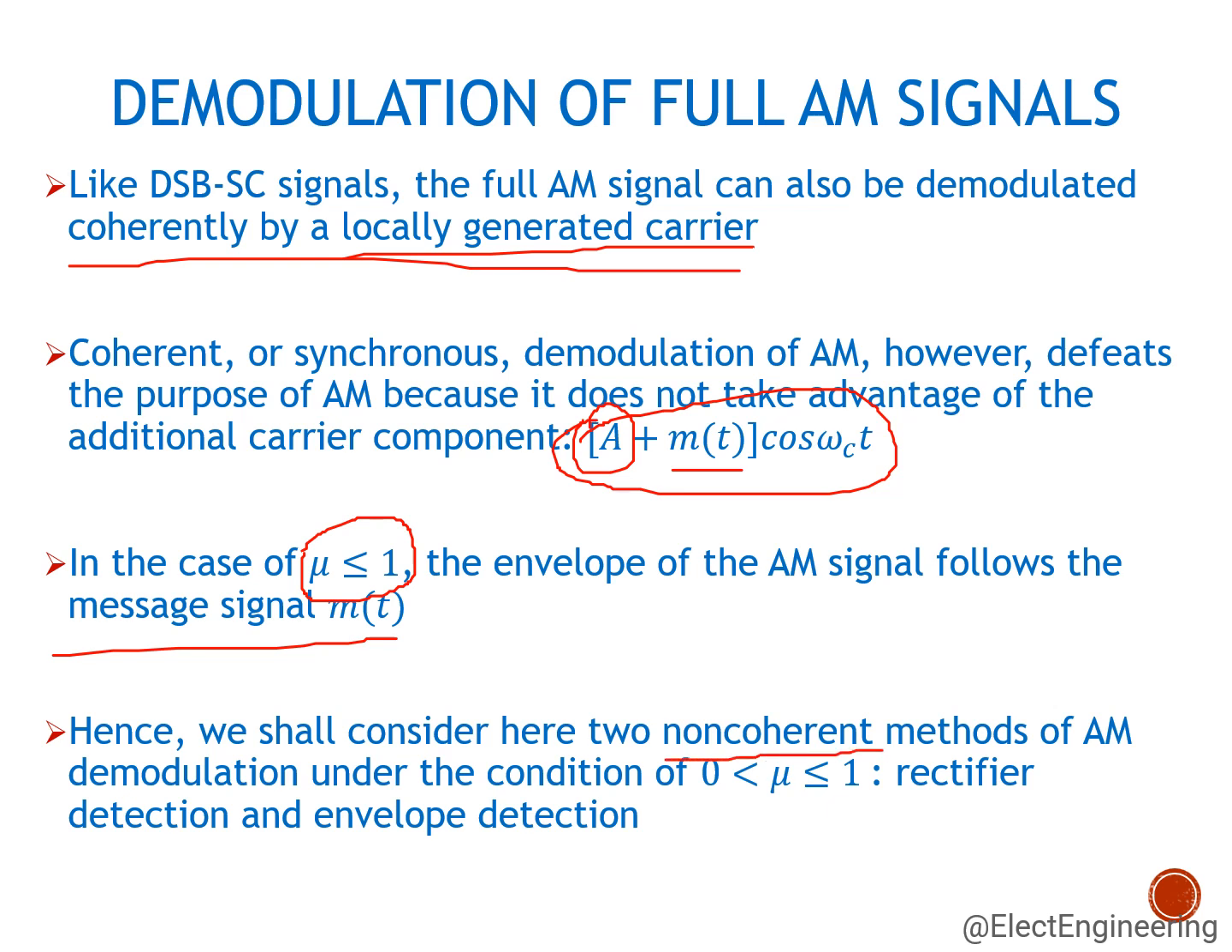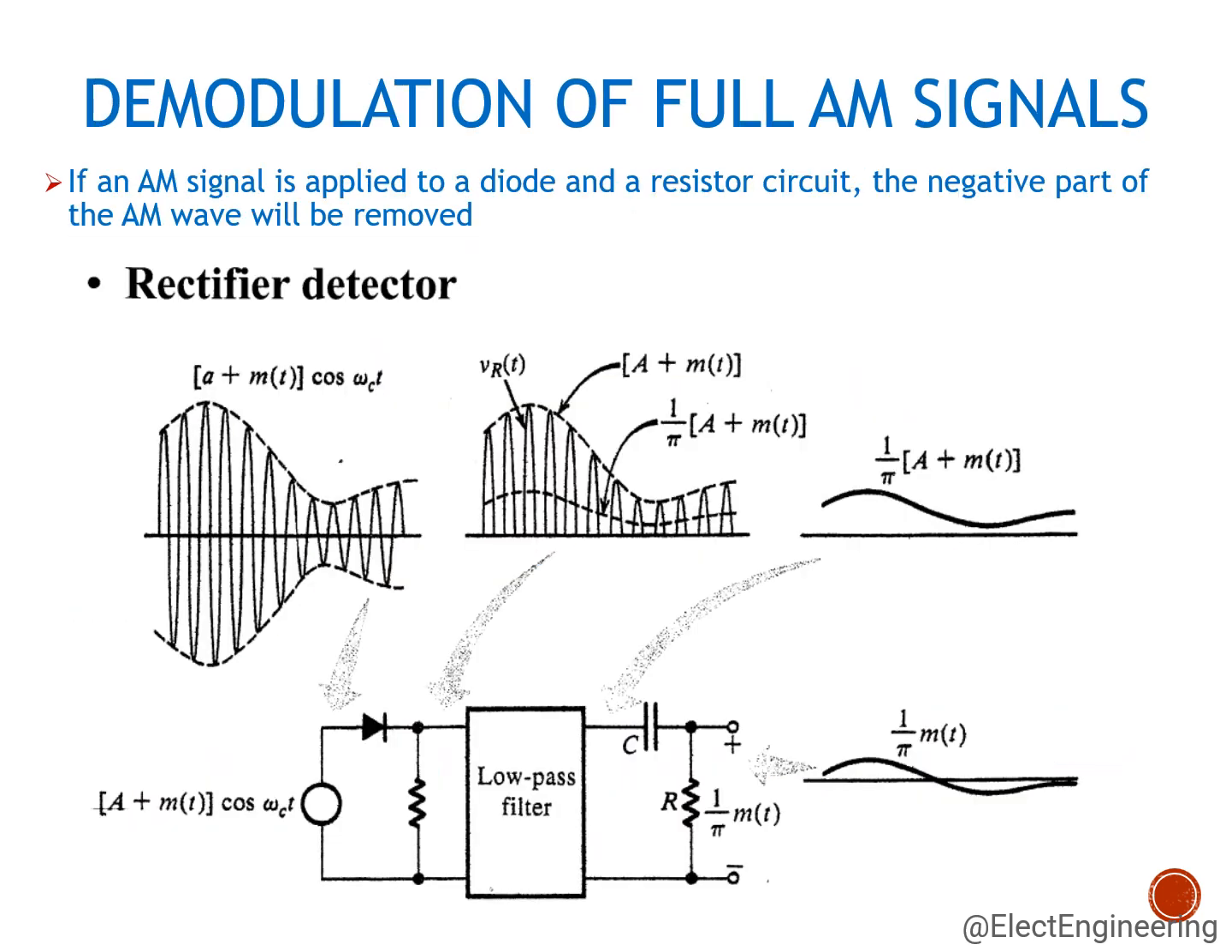The method where we multiply by the carrier is called a coherent method, and now we'll see two non-coherent methods of demodulating a full AM signal, which satisfies the condition that the modulation index is greater than 0 and less than or equal to 1. The two techniques are rectifier detection and envelope detection. These are the two non-coherent methods that we will see.